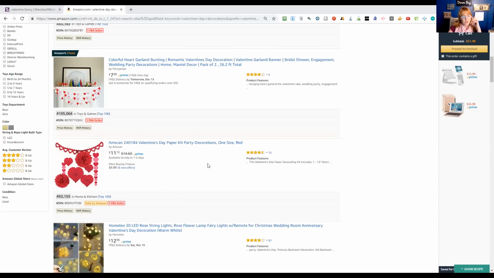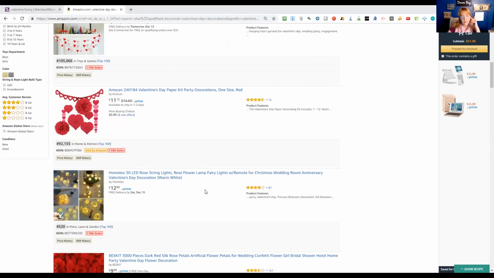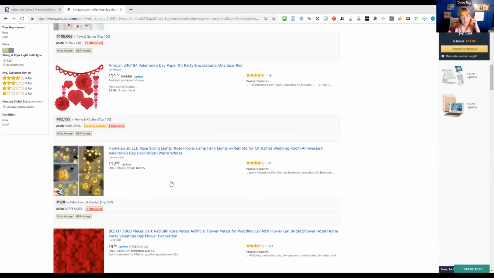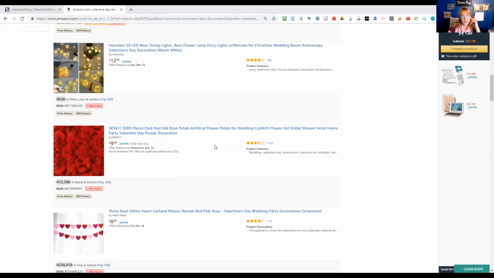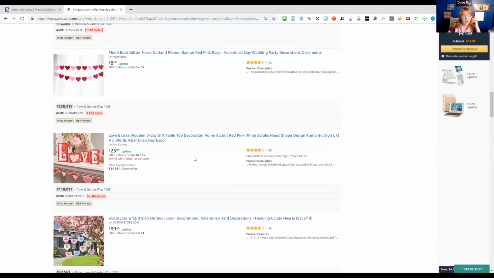So basically we're just looking through to see what kind of decorations people are selling for Valentine's Day. This came up, rose string lights in patio and garden, $5.20, Christmas, wedding room, anniversary, Valentine's Day decoration. And they're just rose lights. That's interesting. These are artificial flower petals, 3,000 pieces of flower petals. So these are just some ideas of things.